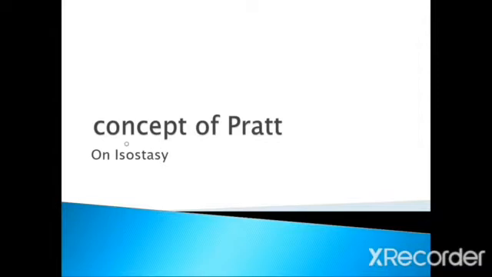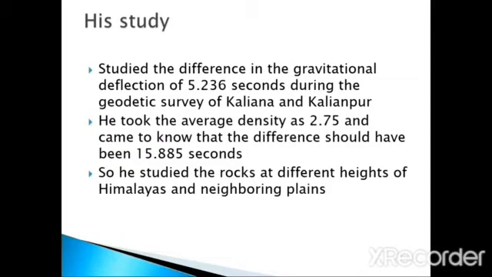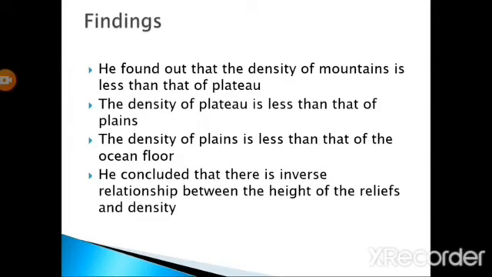Now let's discuss the concept of Pratt on isostasy. He studied the Himalayas and found some differences in the gravitational deflection. He studied the difference in the gravitational deflection of 5.236 seconds during the geodetic survey of Kalianpur and Kalyana, which were located almost 620 kilometers apart in latitude northwards. He took the average density as 2.75 and came to know that the difference should have been 15.885 seconds. So he studied the rocks at different heights of the Himalayas and neighboring plains, and he came to the conclusion that the density of the mountain is less than that of the plateau.